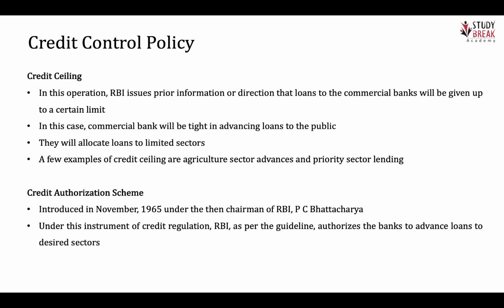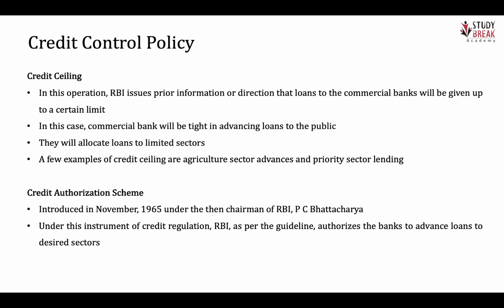The next thing that is there is the credit authorization scheme. Credit authorization scheme means that certain banks are authorized to give credit to only particular sectors. For example, if you take a bank like HDFC, this is not correct, but for an example, HDFC can only lend to the realty sector. The purpose of HDFC is to lend to the realty sector. Or there are certain banks which lend only to the agricultural sector or certain priority sectors.